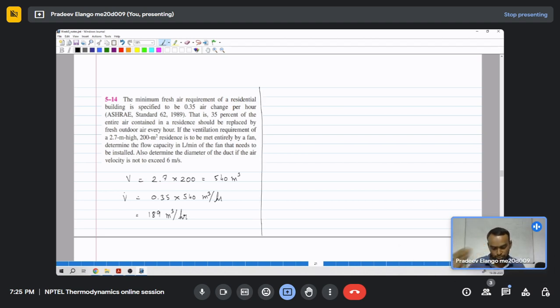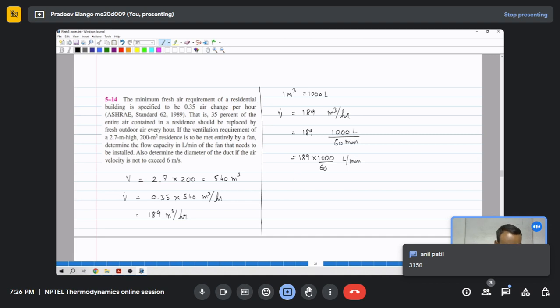Now we want it in liter per minute. We know 1 meter cube is 1000 liters. So V dot is equal to 189 meter cube per hour, which can be written as 189 into 1000 liters by 60 minutes. So this is 189 into 1000 by 60 liters per minute. So this is 3150 liters per minute.